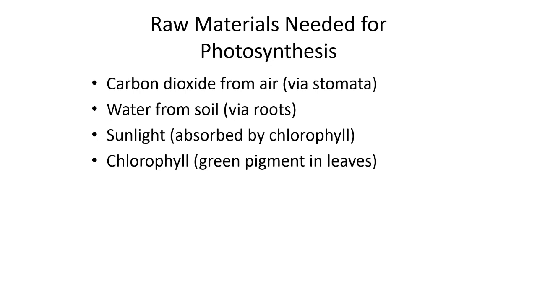So what are the raw materials which are required for photosynthesis? Carbon dioxide is a must, which the plants get from air via stomata. Water, the plants get from the soil via roots. Sunlight, the plants get from the sun, absorbed by chlorophyll, the green pigment in leaves, which is also a very important part for photosynthesis.